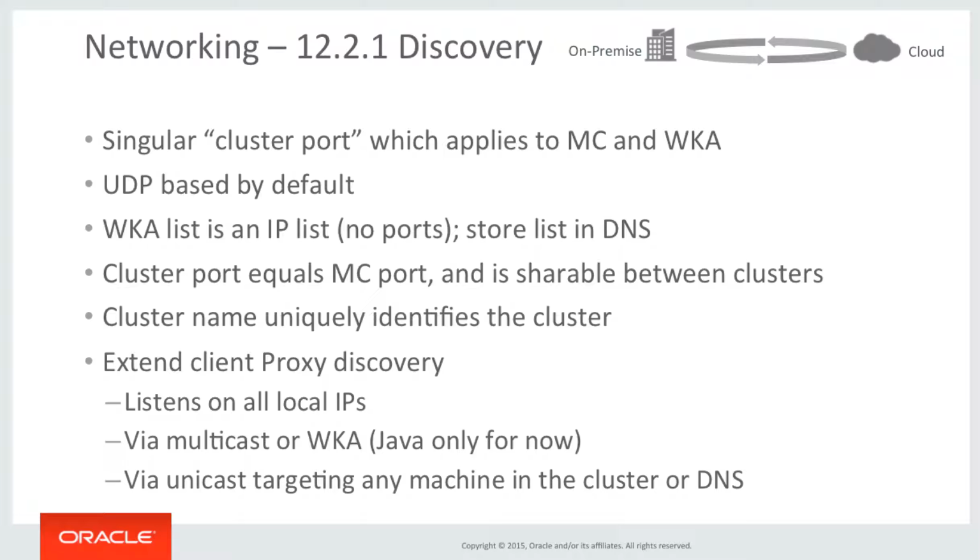And again, like I mentioned for WKA, these lists, the list of unicast addresses or the WKA list, can be stored in DNS. So an extend client, given a kind of virtual host name that represents the cluster, will turn around and extract that full set of IPs from the DNS server and use that to find the cluster.